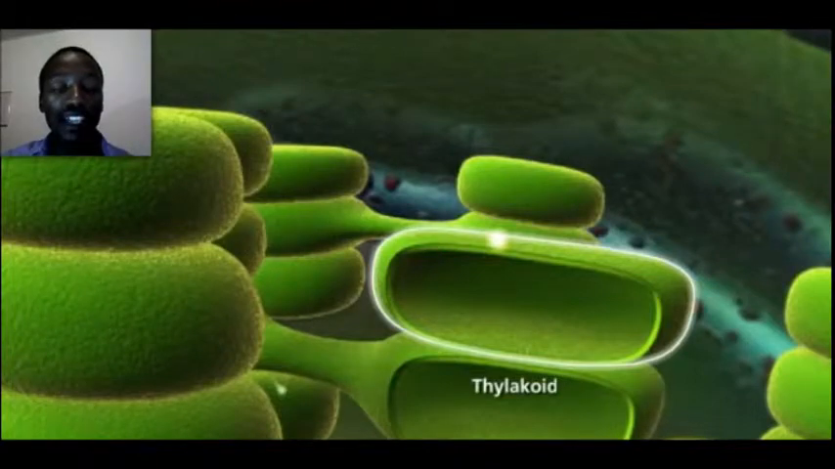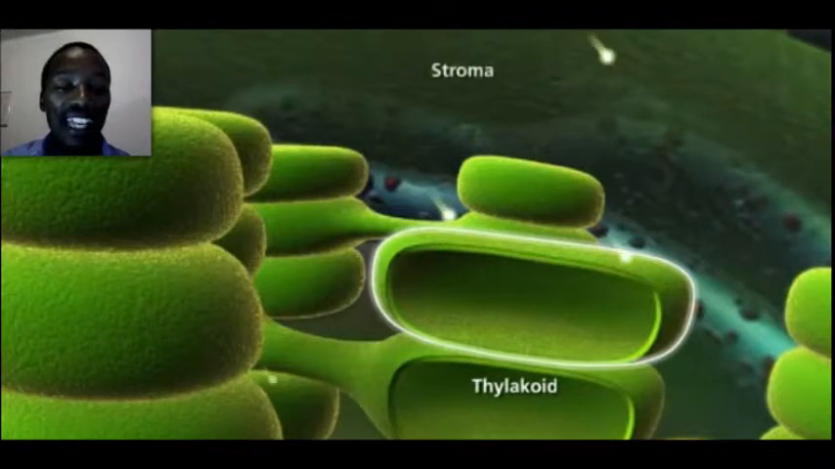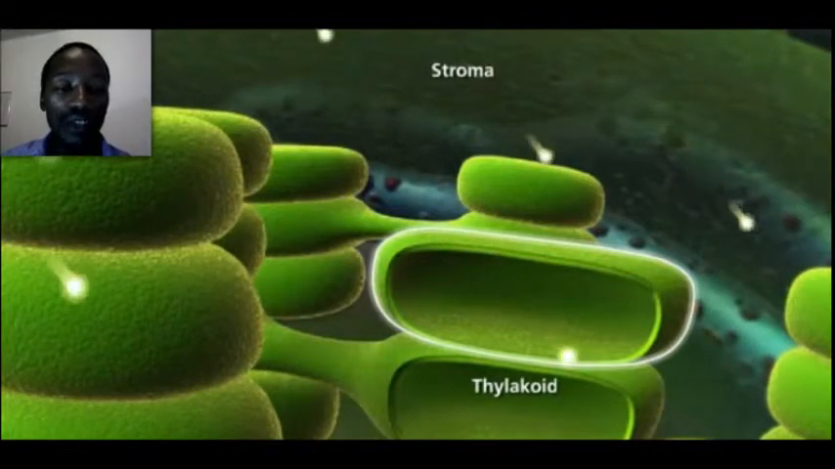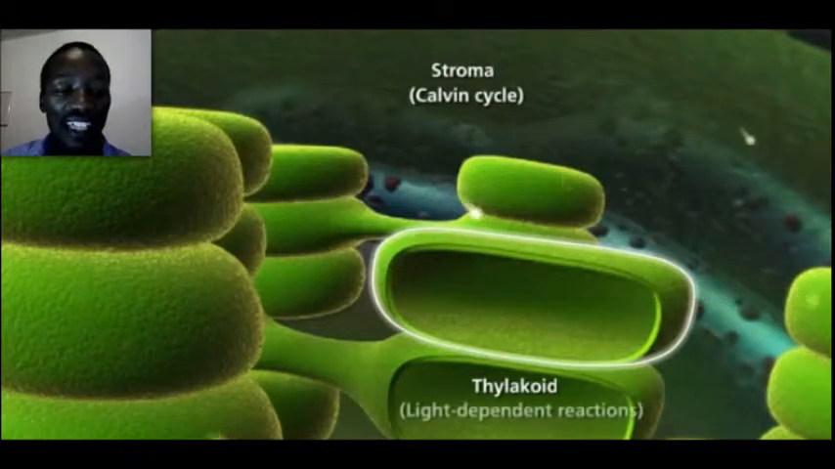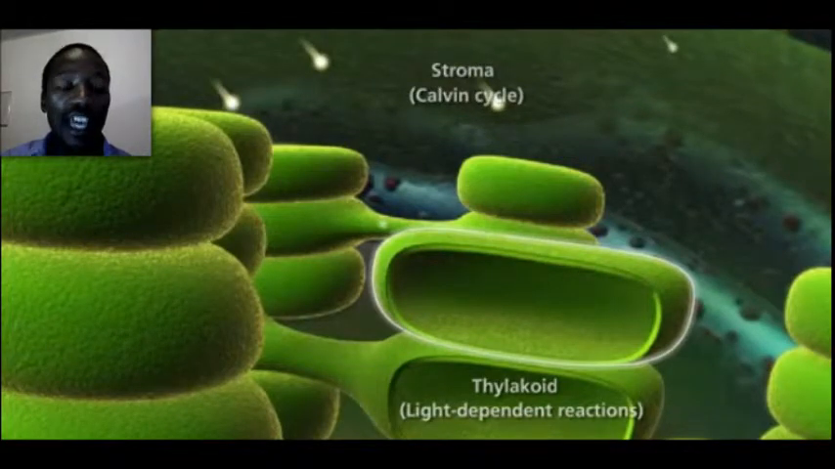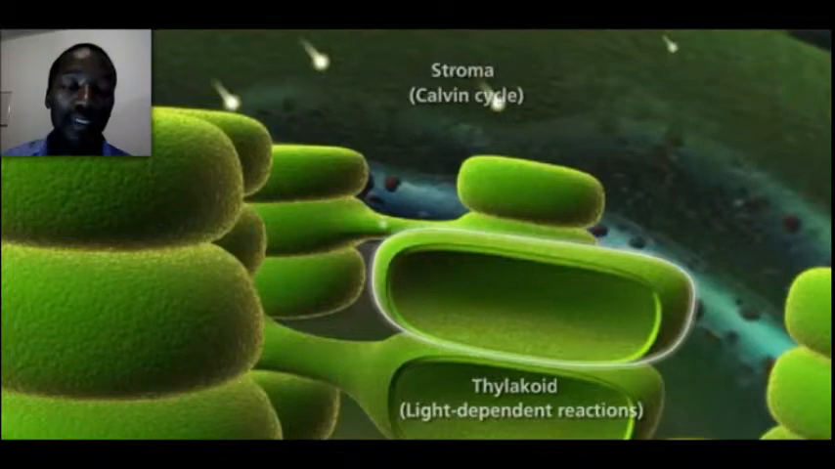a fluid. It is a space that has a fluid, and the name of that space is called the stroma. Now the white line here shows the membrane of the thylakoid. The reaction of synthesizing glucose occurs within the thylakoid, in fact on the membrane of the thylakoid. That is the light-dependent reaction, while the assimilation of carbon dioxide, or the Calvin cycle, occurs in the stroma.